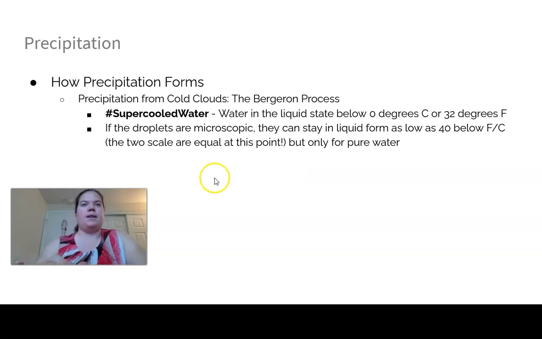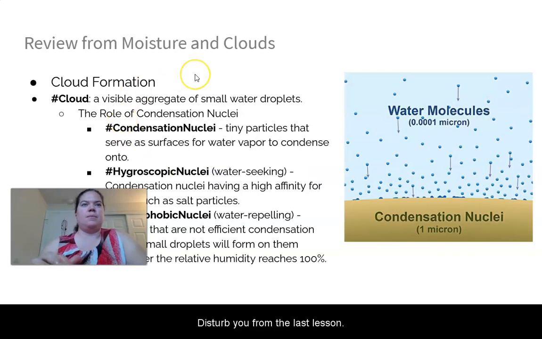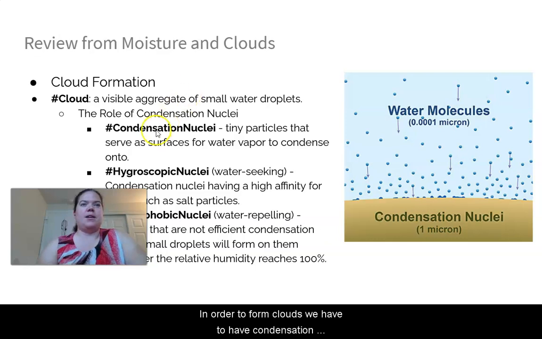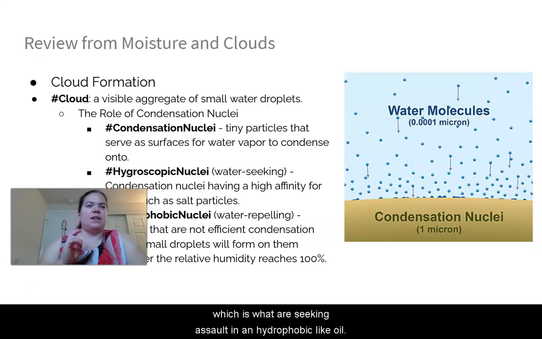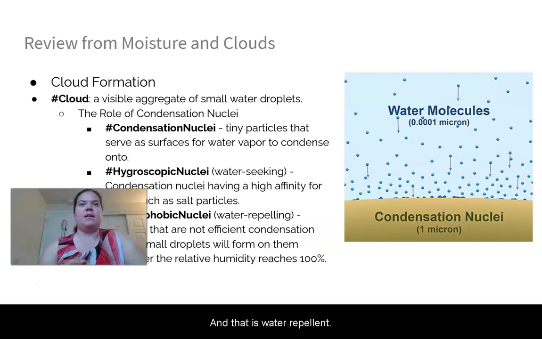So just to review from the last lesson, in order to form clouds, we have to have condensation nuclei. These are our tiny particles that serve as surfaces for water vapor to condense onto. We have the two types: hygroscopic, which is water-seeking, like salt, and then hydrophobic, like oil, and that is water-repelling.